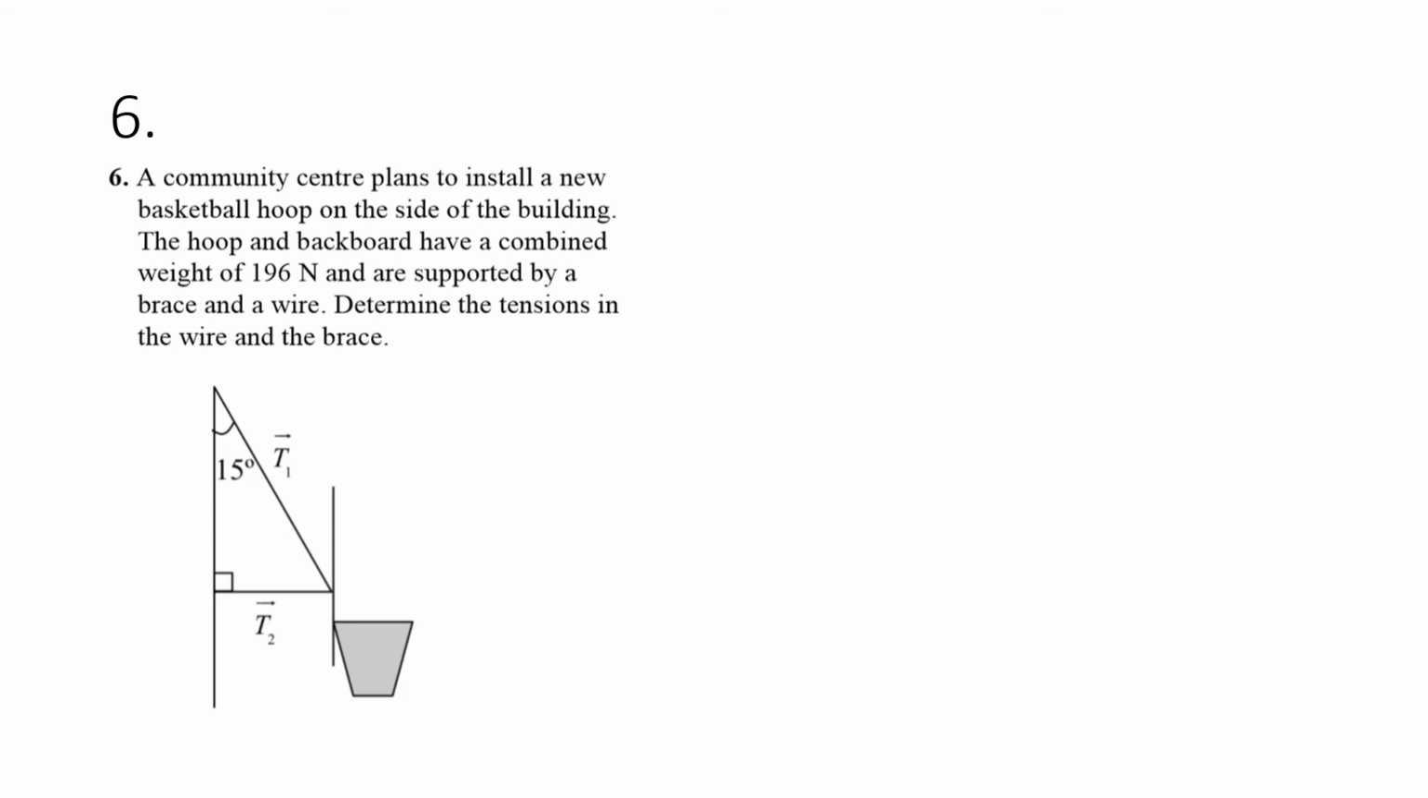A community center plans to install a new basketball hoop on the side of the building. The hoop and backboard have a combined weight of 196 newtons and are supported by a brace and a wire. Determine the tensions in the wire and the brace. We can look at it this way. T1, the vector is like this. T2 is like this. Combined, they will form this resultant vector over here, which is 196 newtons.